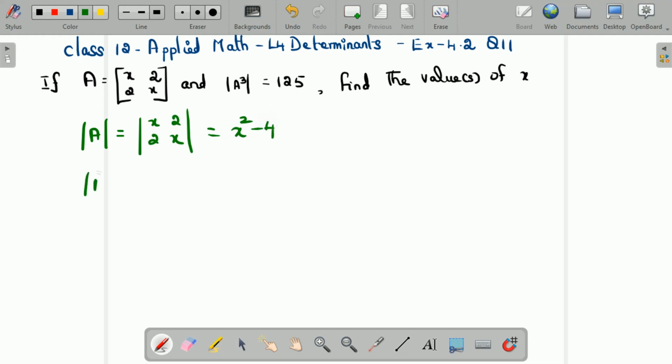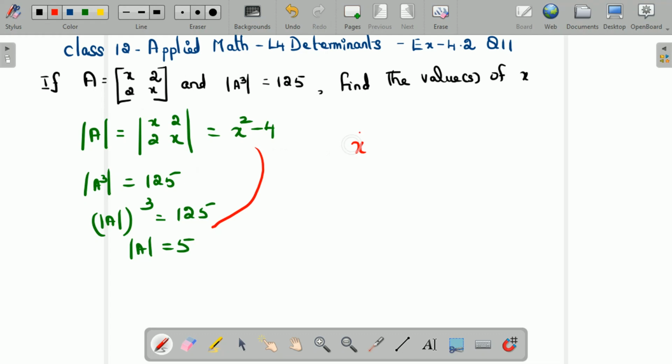Now what is given to us is determinant of A cube is equal to 125. Determinant of A cube is nothing but determinant of A the whole cube. So this is equal to 125, means determinant of A is equal to 5. Now let's equate this value. So x squared minus 4 is equal to 5. So x squared is equal to 9, or x is equal to plus or minus 3. So both values of x are acceptable here.